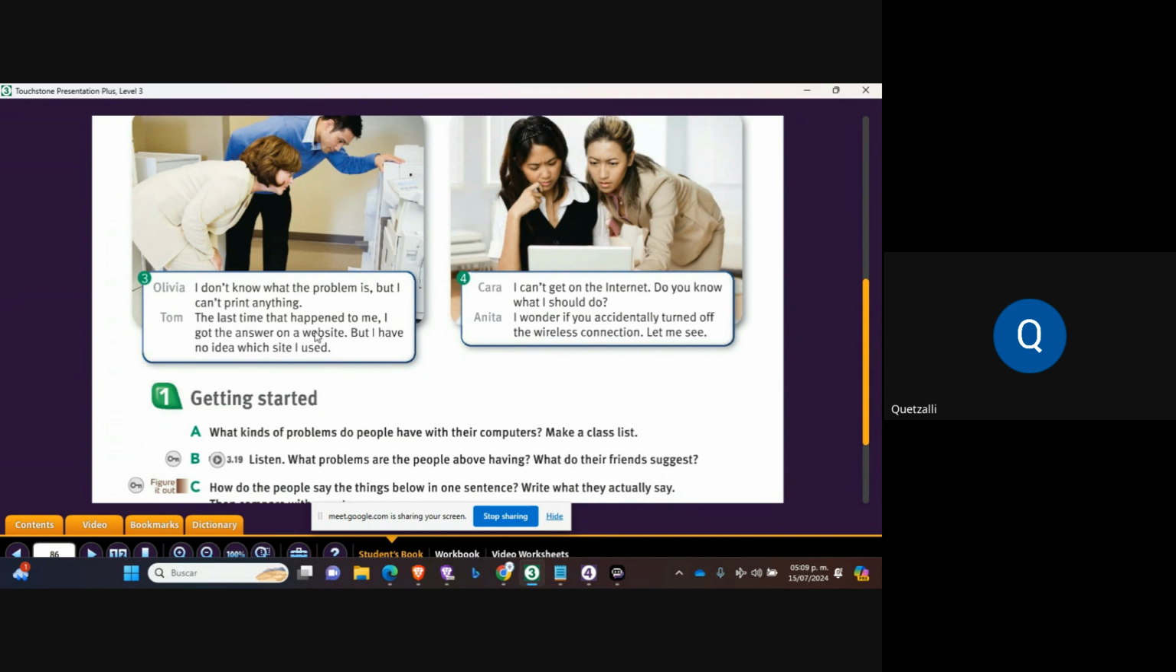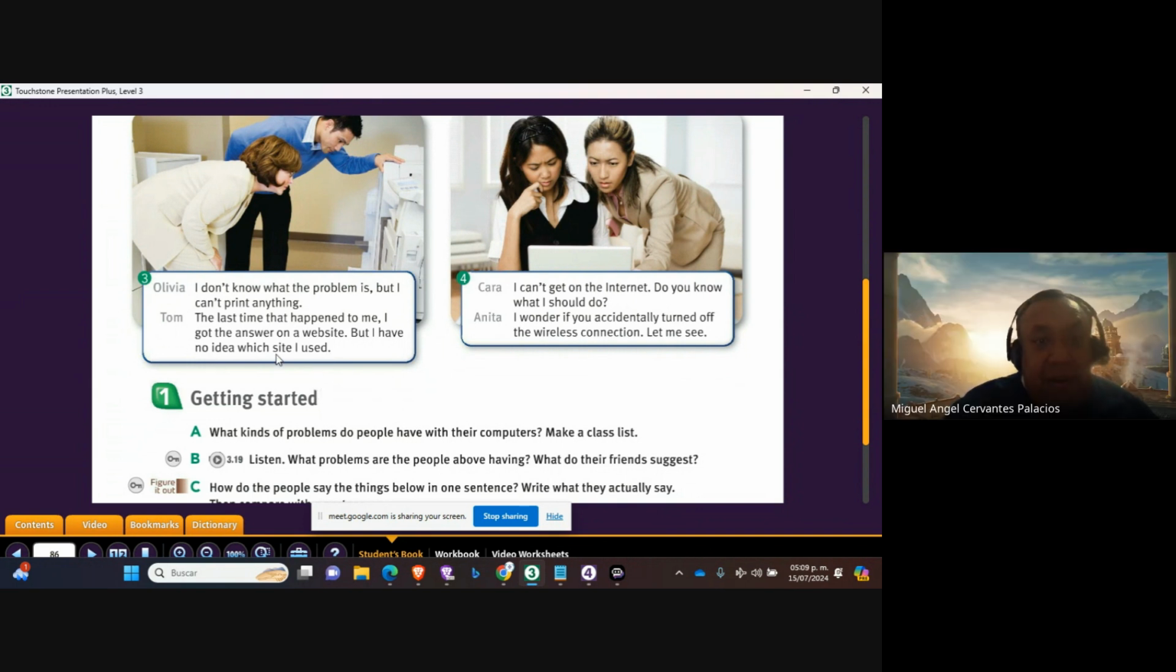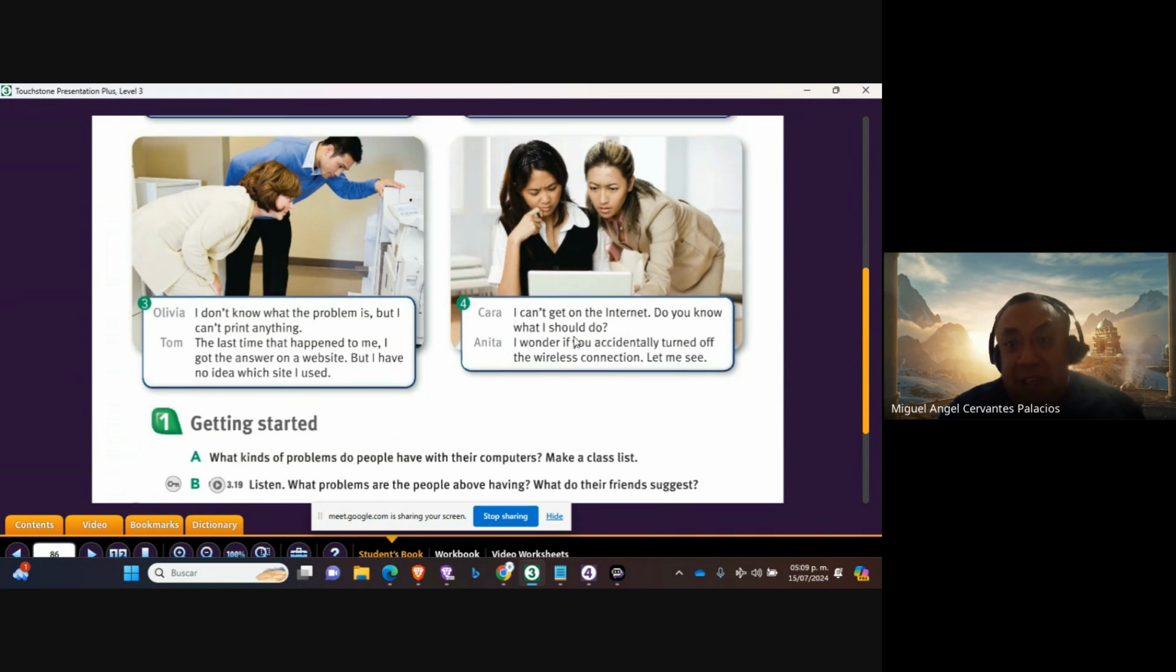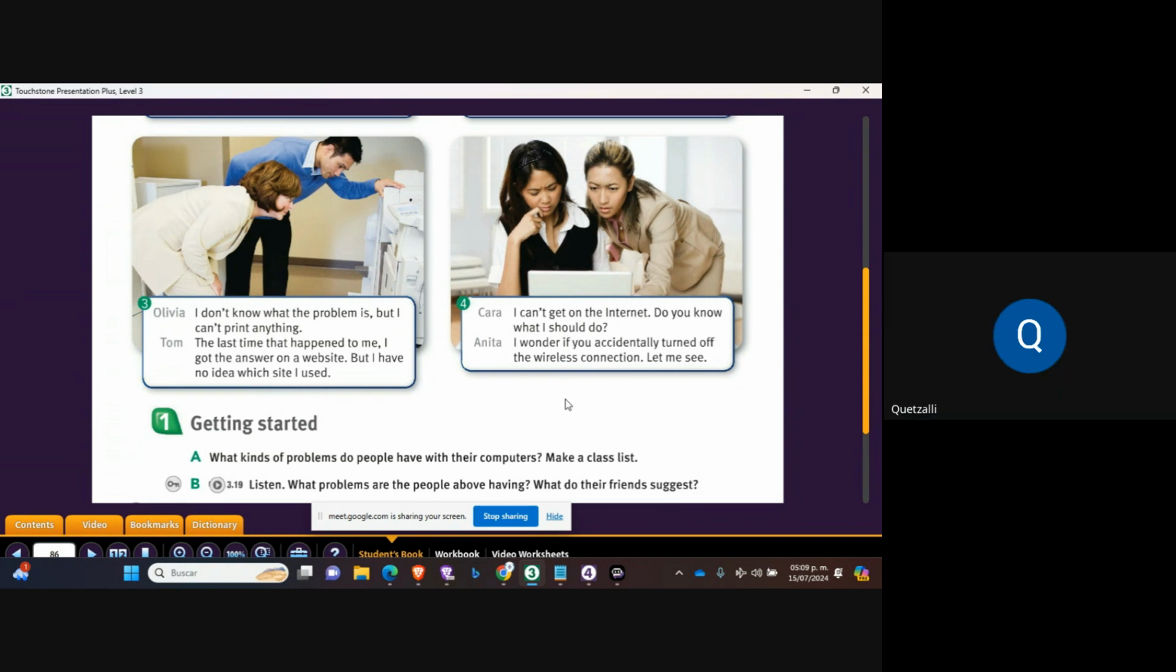I don't know what the problem is, but I can't print anything. The last time that happened to me, I got the answer on a website, but I have no idea which site I used. I am Kara. I can get on the internet. Do you know what I should do? I wonder if you accidentally turned on the wireless connection. Let me see. Very good, Sally.